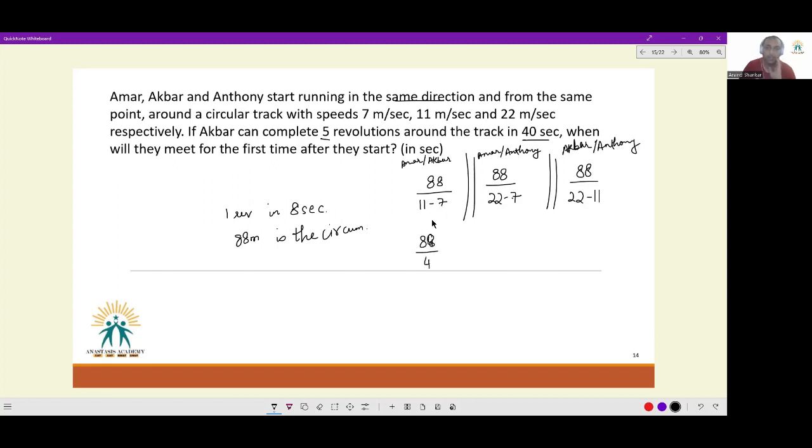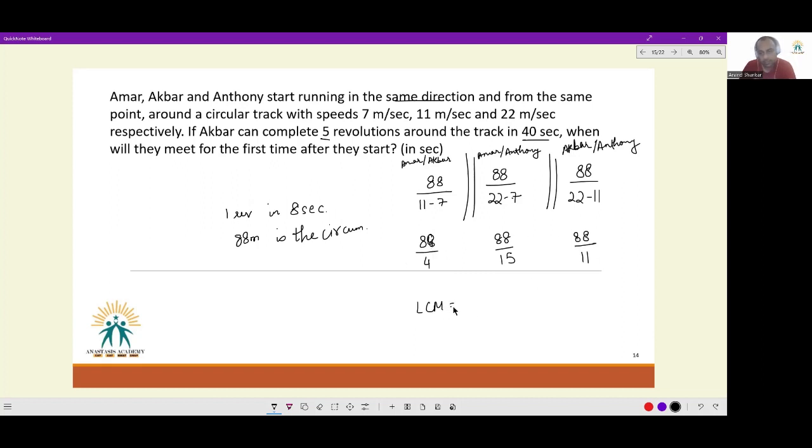4 seconds, Amar and Akbar meet. Every 88 by 15 seconds, Amar and Anthony meet. Every 88 by 11 seconds, Akbar and Anthony meet. So for all three of them to meet simultaneously, an integral multiple of these times has to pass. So we are looking for LCM of these numbers.